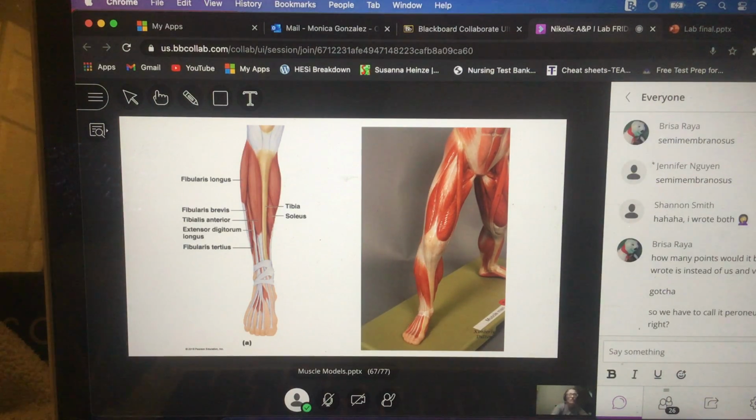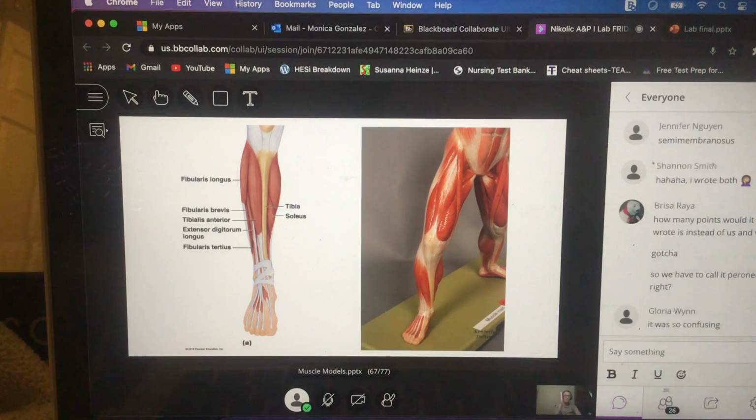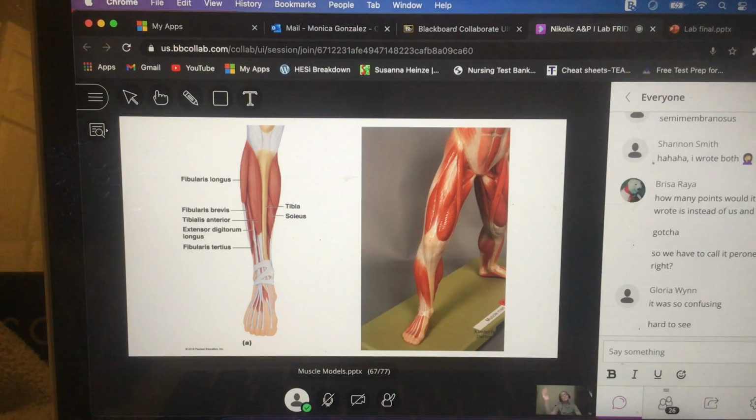So again, the way you want to think about this is the tibia is medial to the fibula, right? You can't see the fibula in these pictures. You can see the tibia. And so we're going to start medial with the tibia. We're going to go tibialis anterior, and then we're going to go lateral to the fibularis longus. It was confusing, hard to see.